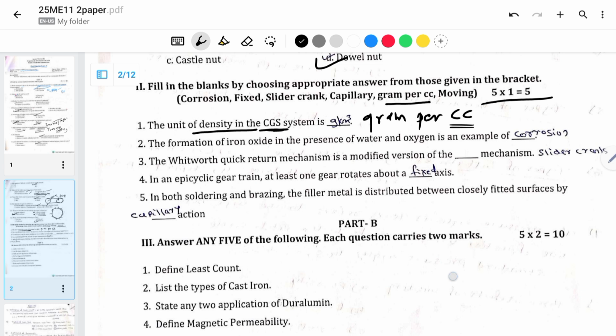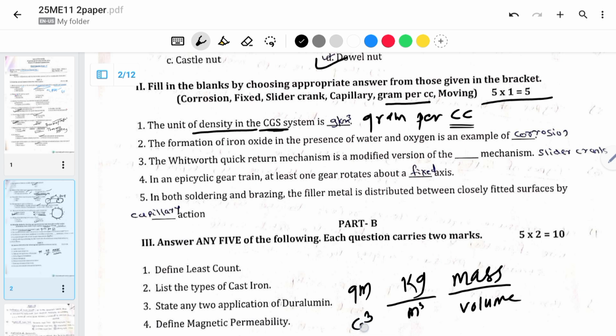How are you measuring density? Density is mass divided by volume. Mass is in kg, or in terms of grams, divided by volume in meter cube or centimeter cube. So in centimeter cube, the unit will be gram per centimeter cube. That's why it is important to study the derived units and the fundamental units. This is a derived unit.